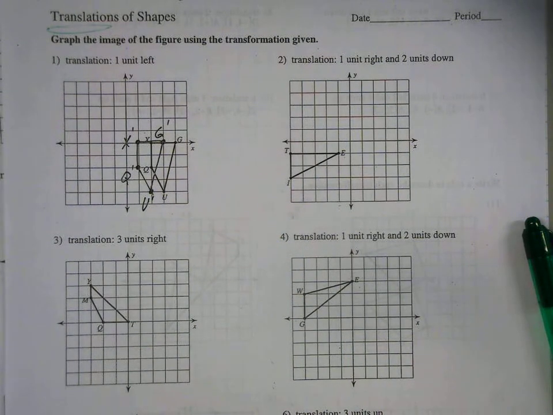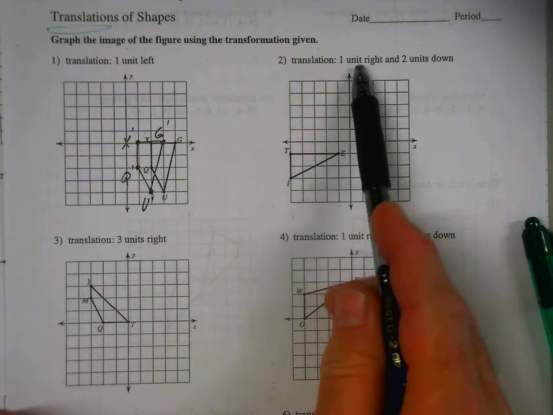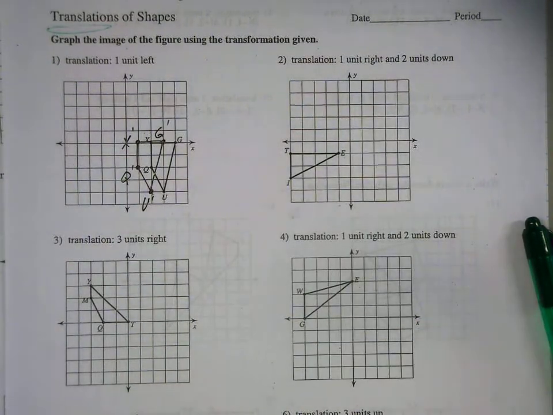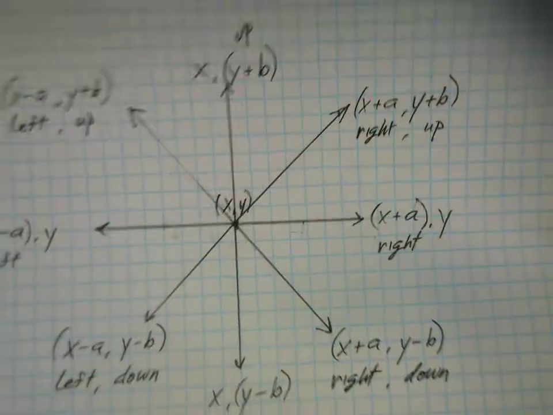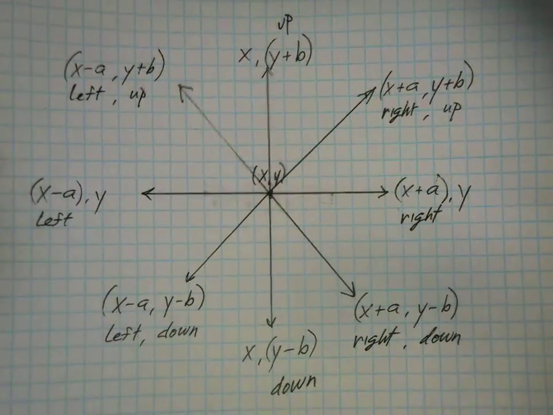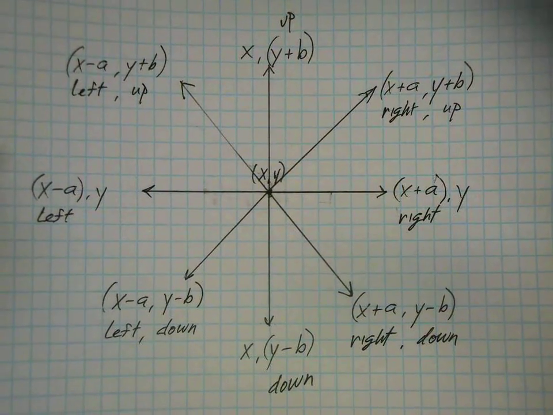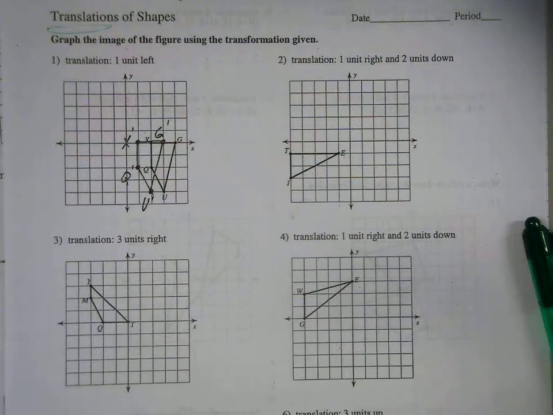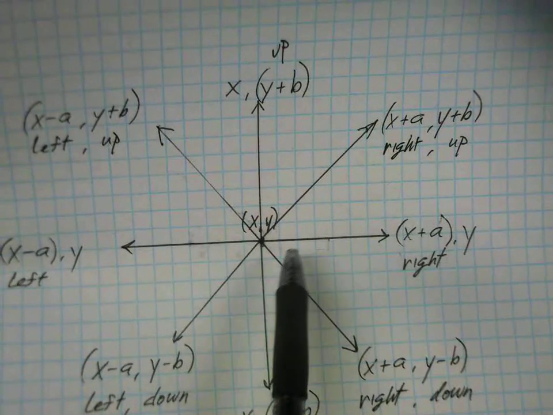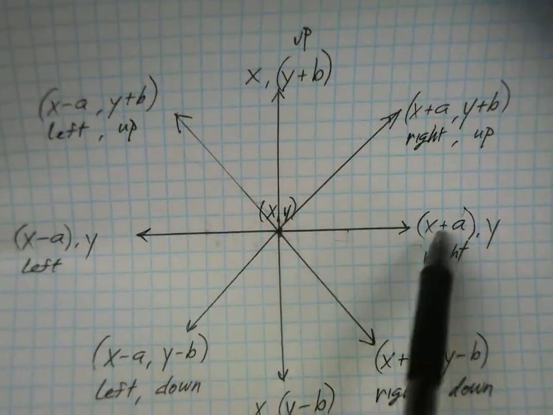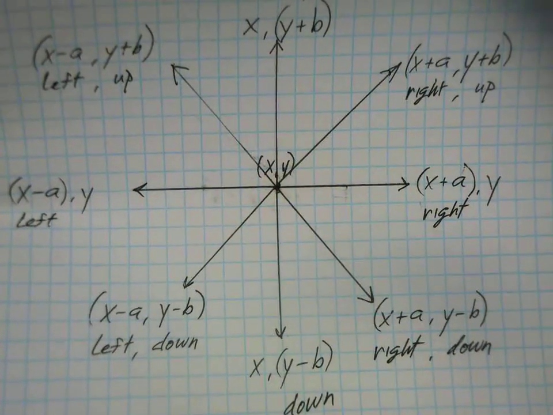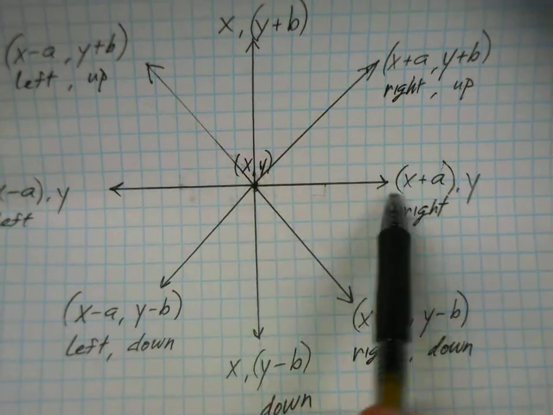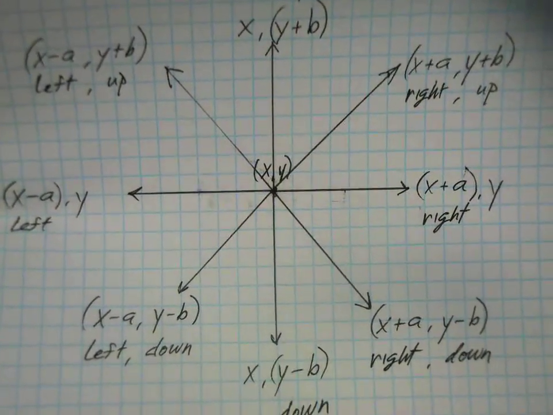Okay? So when you do this one, it's got to go 1 to the right and 2 units down. And if you remember that sheet that we made earlier, if you've got this note in front of you, what you've got is directions on if you're going right and down. If you're going right, you're adding to the X, and down you're subtracting from the Y.